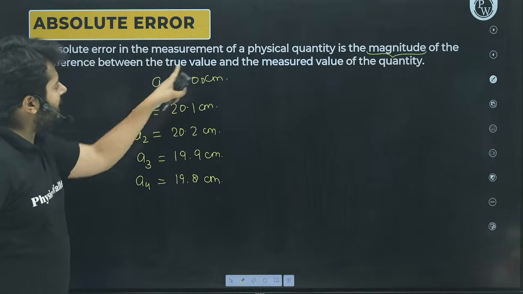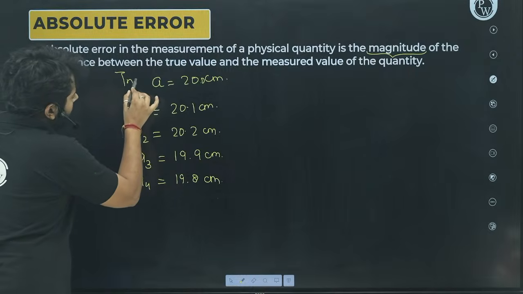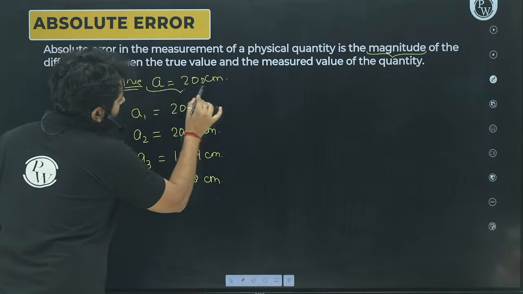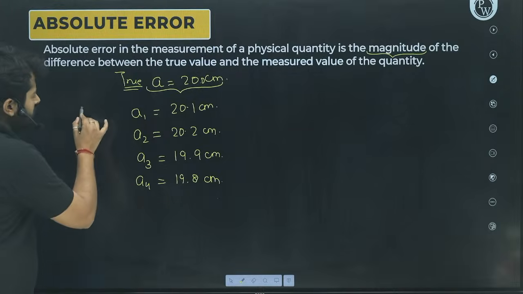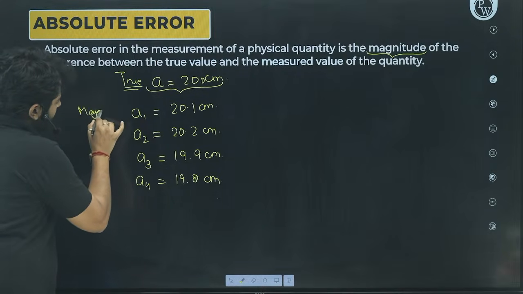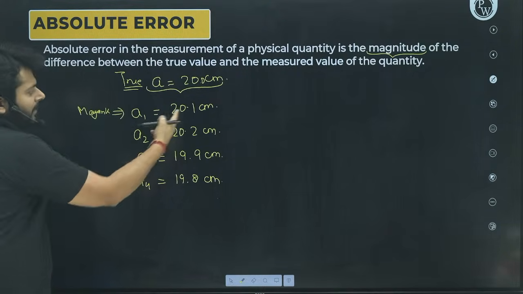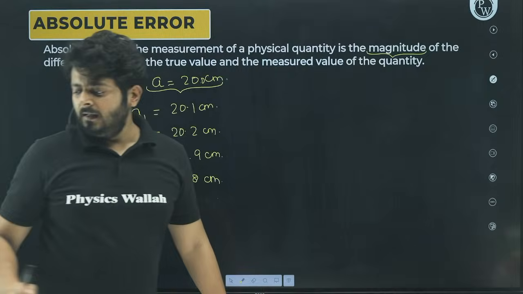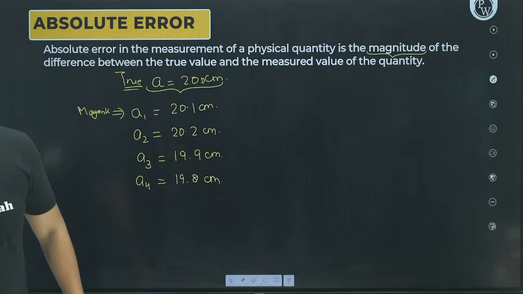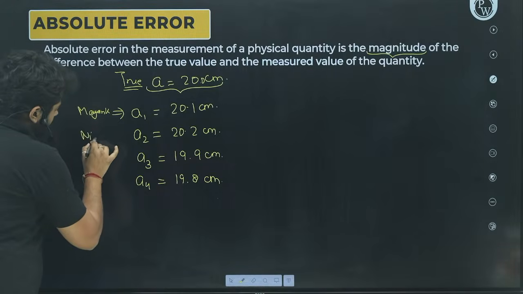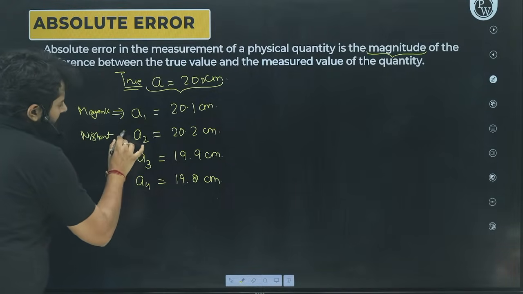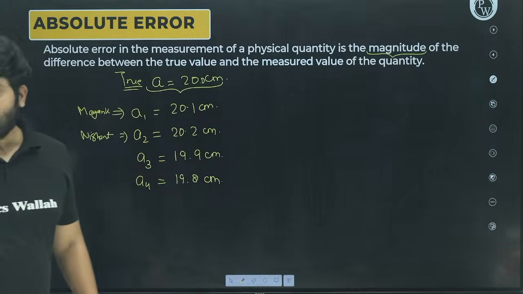Absolute error in the measurement of a physical quantity is the magnitude of the difference between the true value, which is given to you as 20.0 centimeter, and the measured value. Let's say Mayank is measuring it and he says, sir, my measurement is 20.1. Another kid, Nishant, says, sir, my measurement of the same thing is 20.2 centimeter.